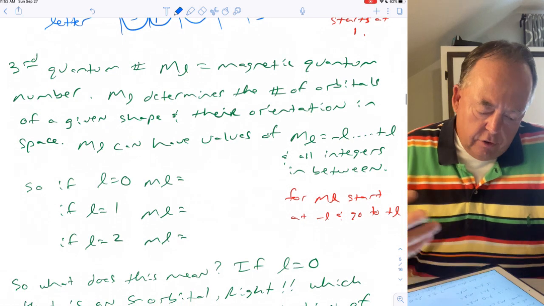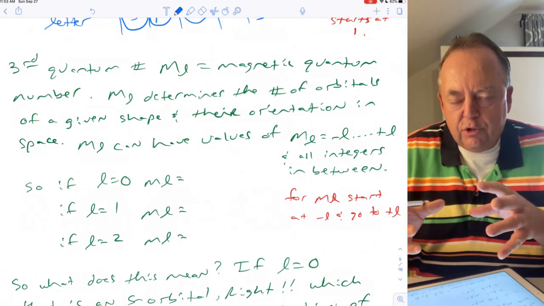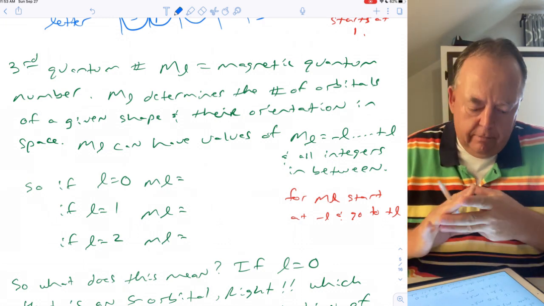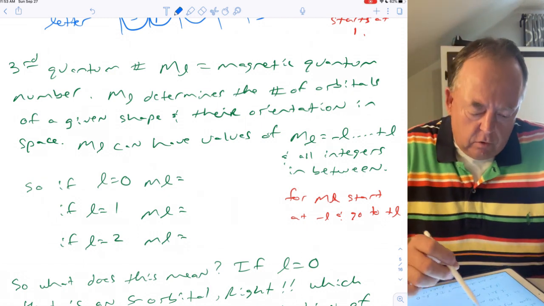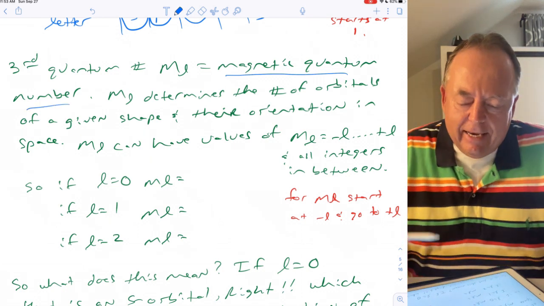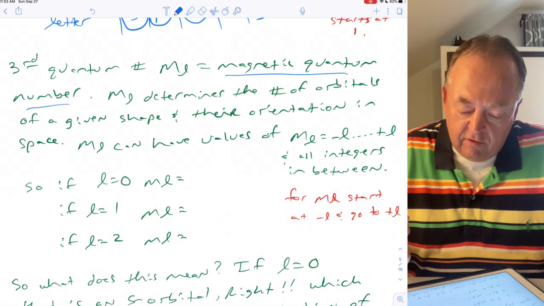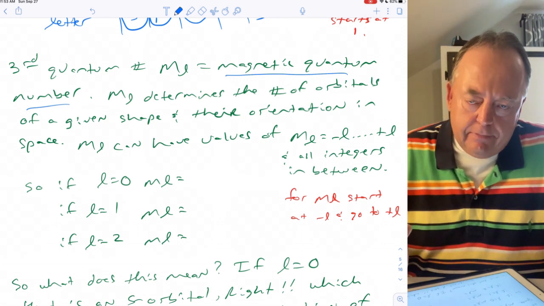Okay, so third quantum number. It's probably looking a little abstract right now, but we're going to tie it all together in a minute, and hopefully it makes sense. So after we get through this third quantum number, m sub L is the third quantum number. That's what's known as the magnetic quantum number. And so it primarily determines the number of orbitals of a given shape and their orientation in space.